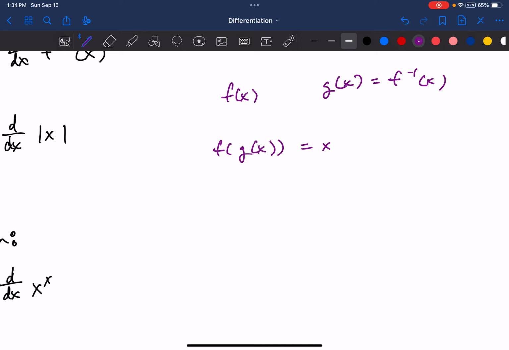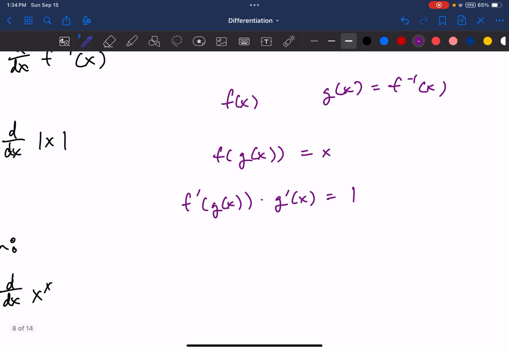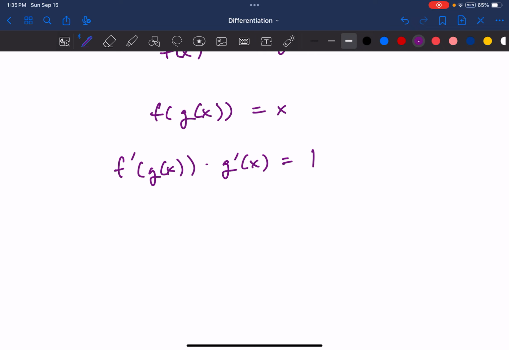If I differentiate this, differentiate the outside, so this would be f dash and then g x here. So I differentiate the outside and then I would differentiate the inside, right? And then here I would just get 1. So I will isolate the g dash x. So g dash x will be equal to 1 over f dash, and then inside is g of x.